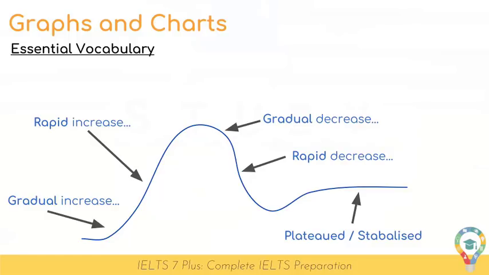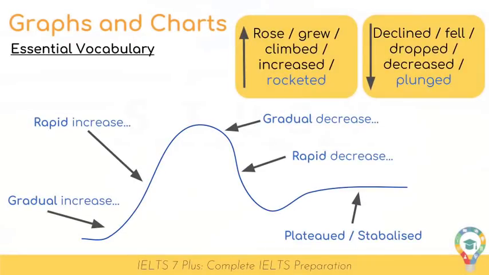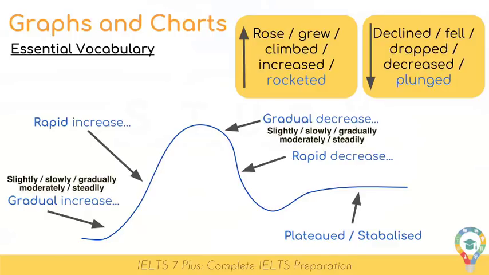Here are your synonyms for increase and decrease. I've highlighted the vocabulary rocketed and plunged in blue because you would only use these 2 words to describe a big, quick change. We use adverbs to show how quickly the change happened. For gradual, you could use these adverbs. Let's see a few examples.